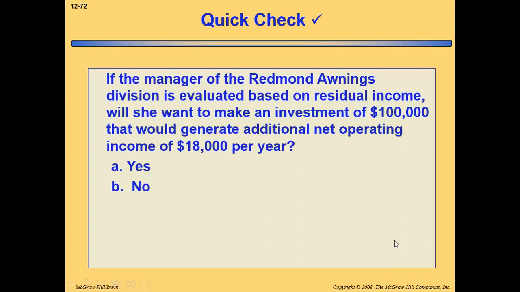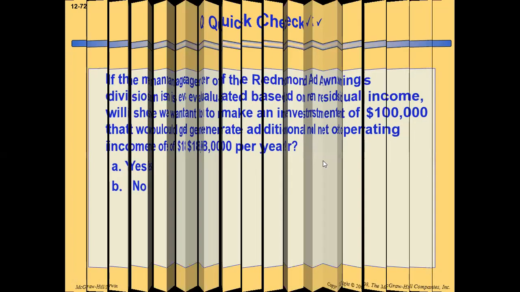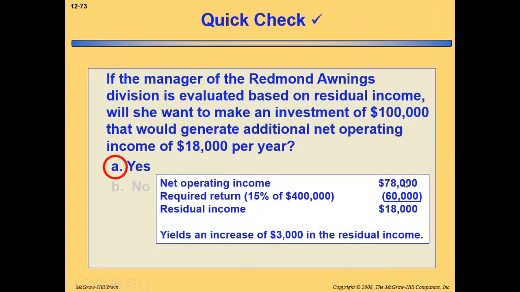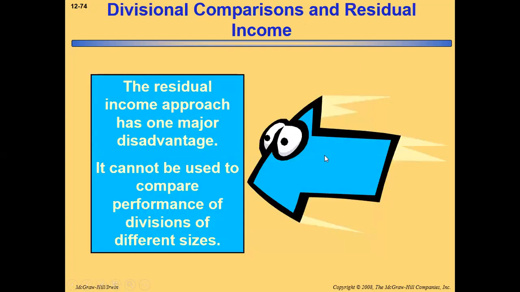Okay, now the next question. If the manager of the Redmond Earnings division is evaluated based on residual income, will she want to make an investment of 1 lakh that would generate additional net operating income of 18,000 per year? The answer will be yes. We already calculated it: 78,000 minus 4 lakh into 15%. So 18,000 is the residual income, which means we will invest in that project. Clear?